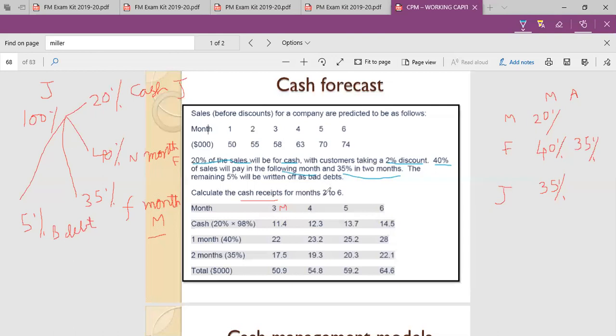Because they are asking us to prepare it from the third month until the sixth month. So month 3, 4, 5, 6. Starting with the first, cash sales. Every month's cash sales are 20%. So 20% of each month's sales has to be calculated into 98%, because they are given a 2% discount, so the balance of it only will be collected. So we need to write 20% of the respective month's sales into 98% is the cash sales part of it. So this one is about the cash sales.